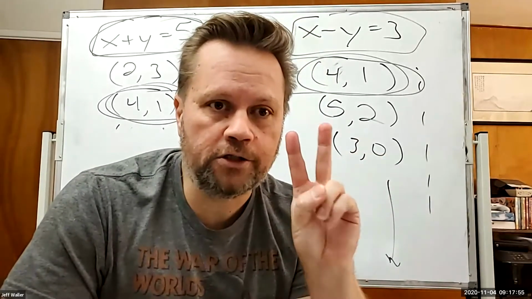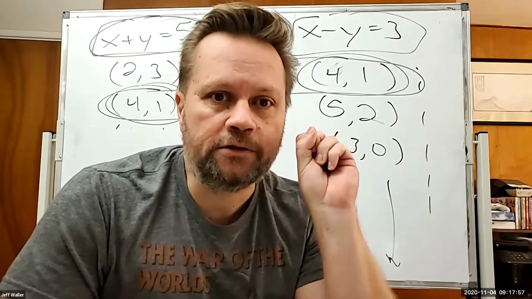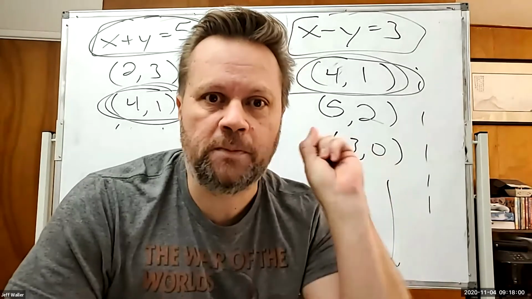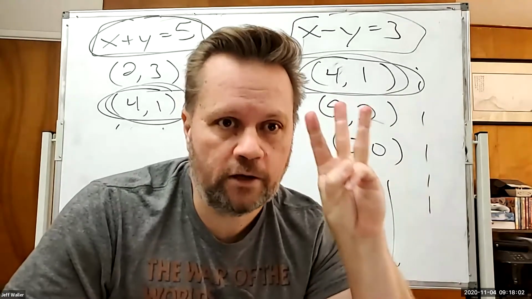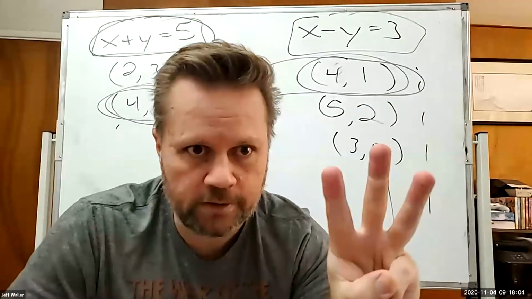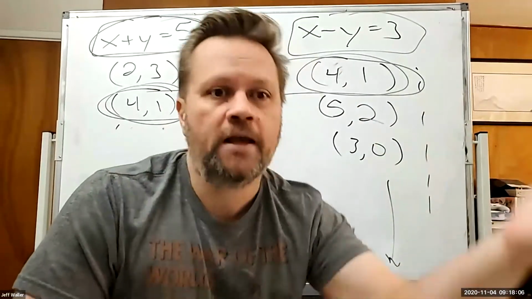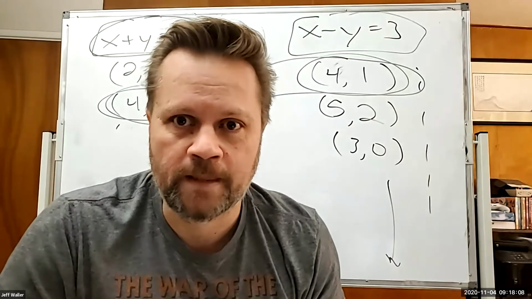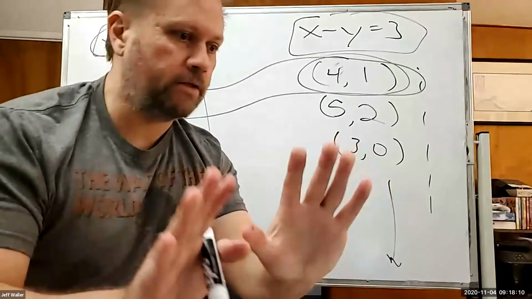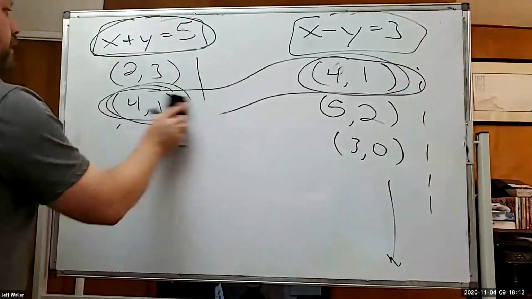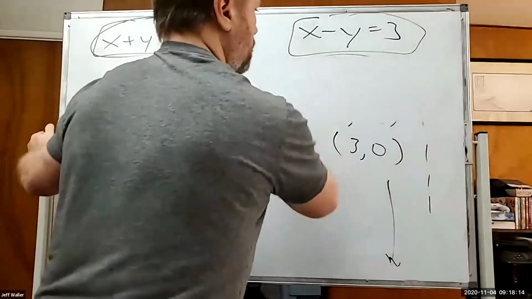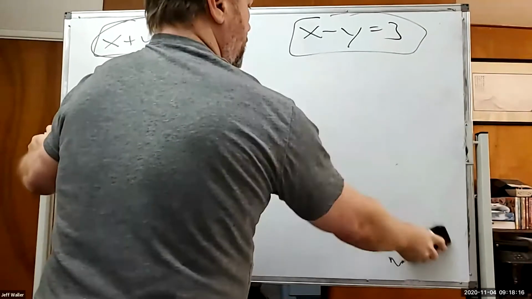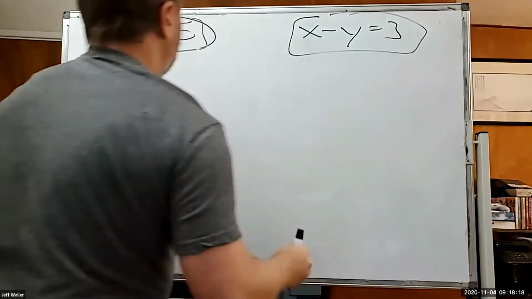If there are 2 variables, I need two pieces of information, which means two equations. If there were 3 variables, I need 3 equations. If there were 18 million variables, I need 18 million equations. It's crazy. All right, so now watch. Graphically, what would this look like? Let's graph these two equations on the same graph.